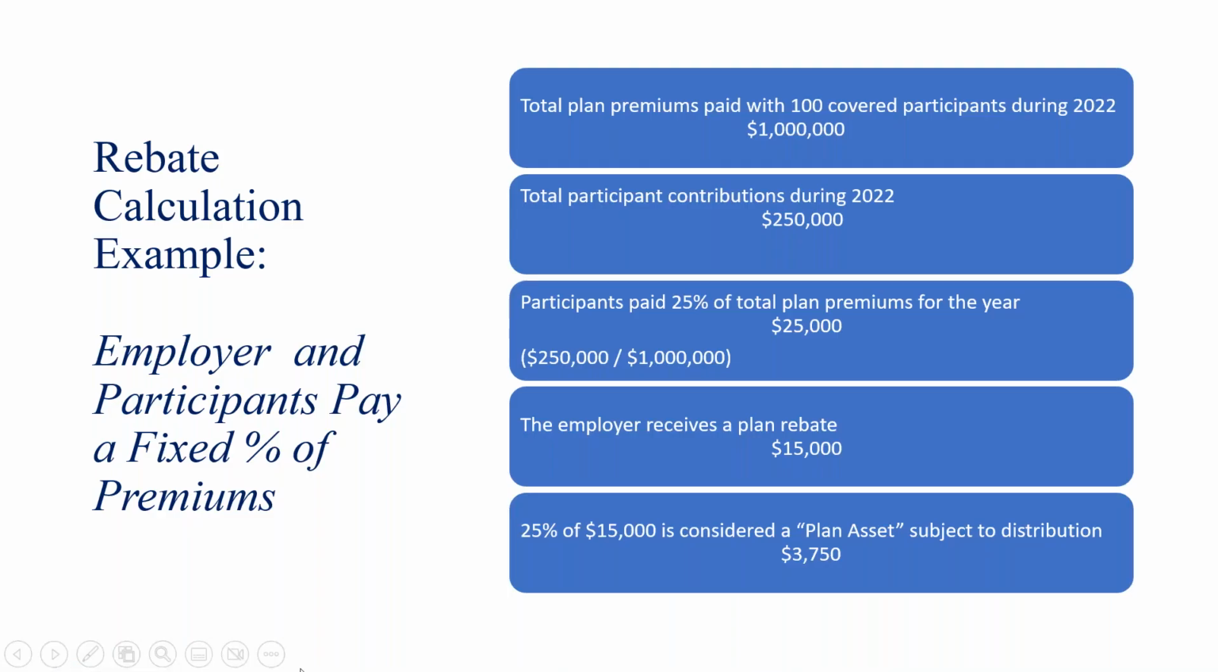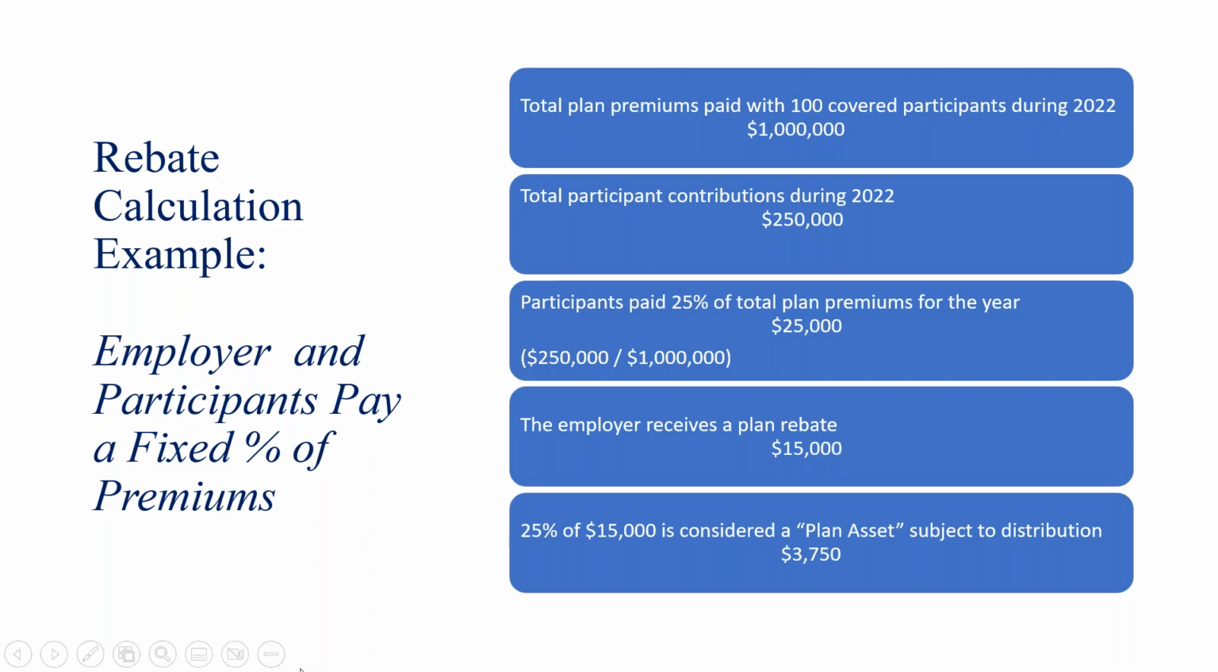So there are many different ways to look at the rebate calculation, but I think this is a very good example. This one's simplistic because in here you're looking at the employer and the participants. They're each paying a fixed percentage of premiums. In most cases, you may have people paying different percentages of premiums for different tiers of coverage. It all depends, but this gives you the idea.